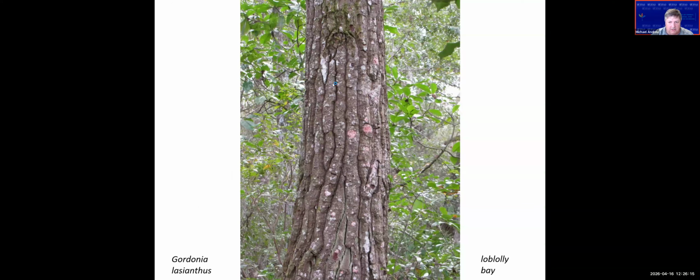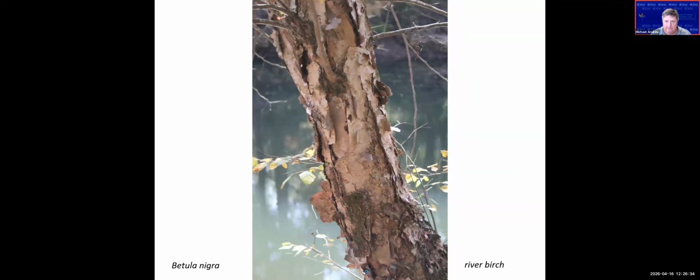Here's some others, bark, and I'm just going to run through these real quick. Again, this is one that when I see this bark, deep fissures, thick bark, wide flat ridges, it's Gordonia lasianthus, loblolly bay, growing down in a wetter area. I don't need a leaf. I can make my decision right away.